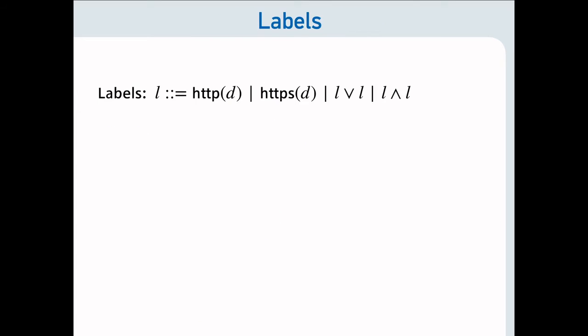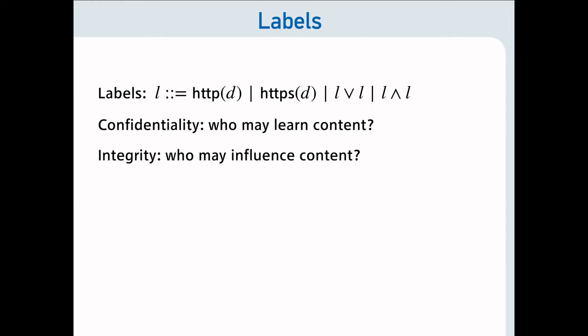Next, I want to talk about labels in our framework. Labels are of the form HTTP D or HTTPS D, or can be a combination of these simple labels. Labels are then used for information flow policies and can be used for confidentiality, to express who may learn the content of a given resource, or for integrity, to say who may influence the content of a resource.